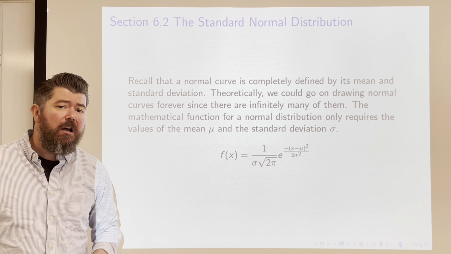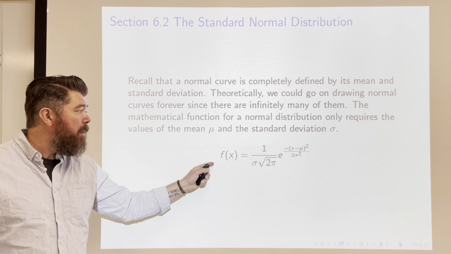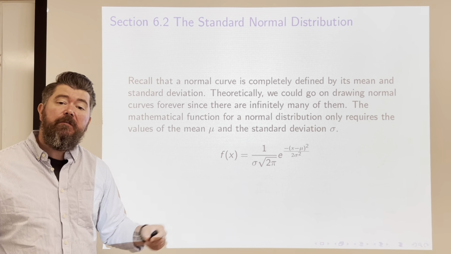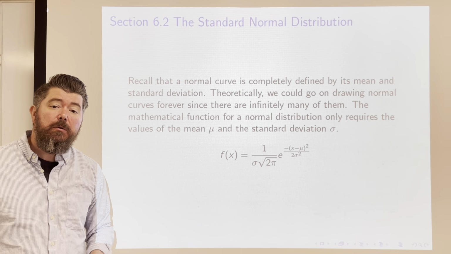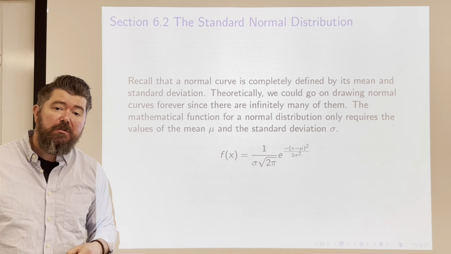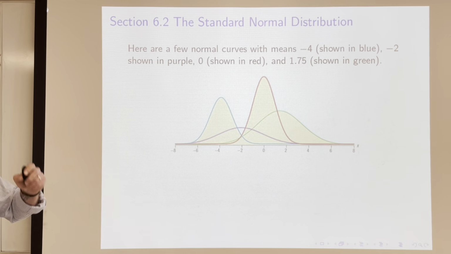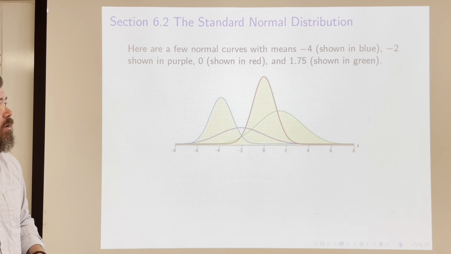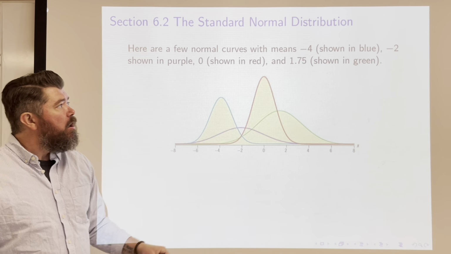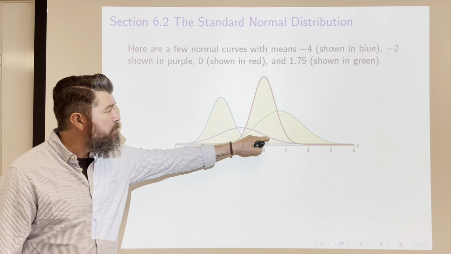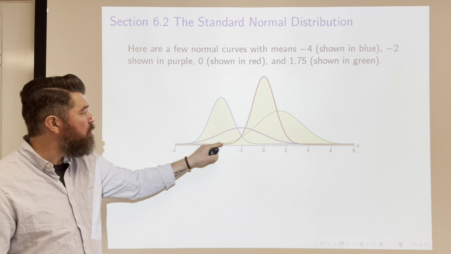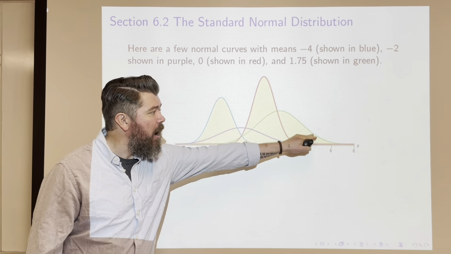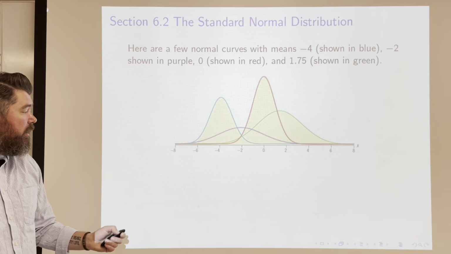Now, we won't discuss this function any further, but you can use a graphing calculator and mess around with different values of mu and sigma and see what the normal distributions look like. Here are a few normal curves with means -4 shown in blue, -2 shown in purple, 0 shown in red, and 1.75 shown in green.